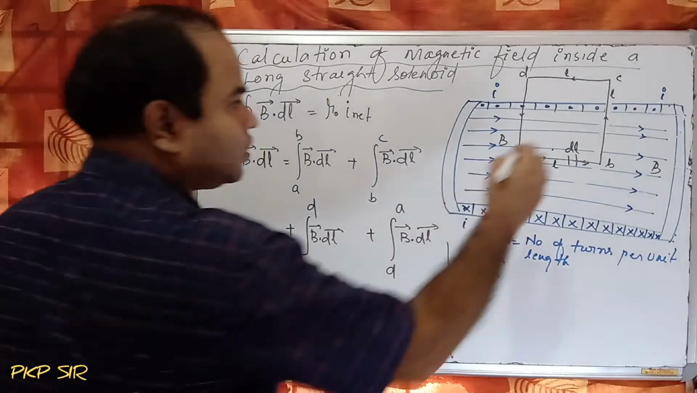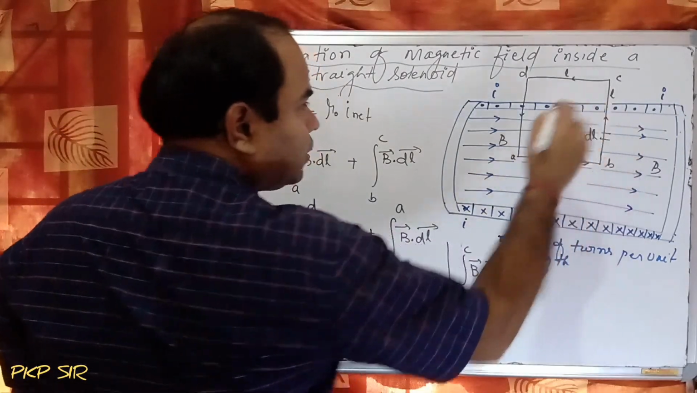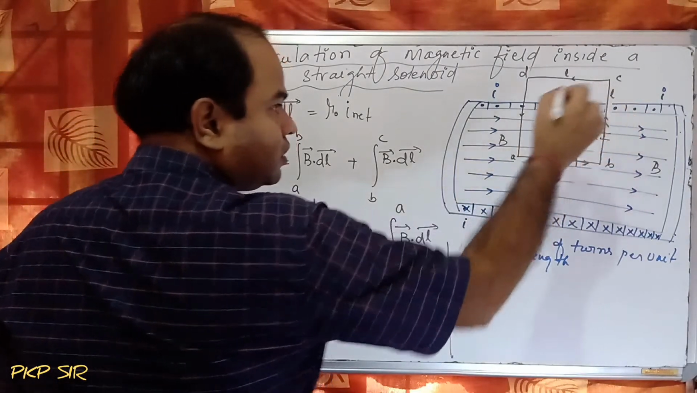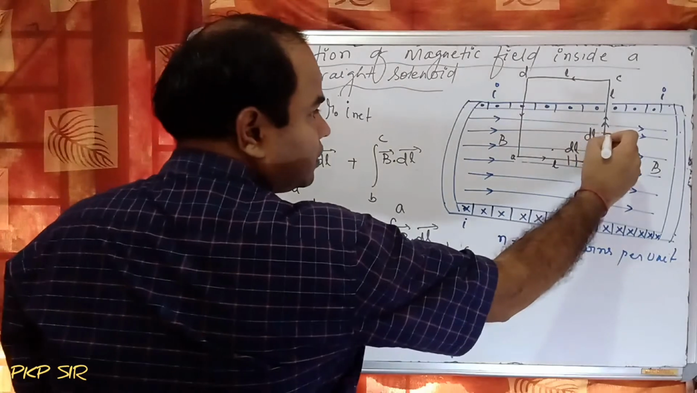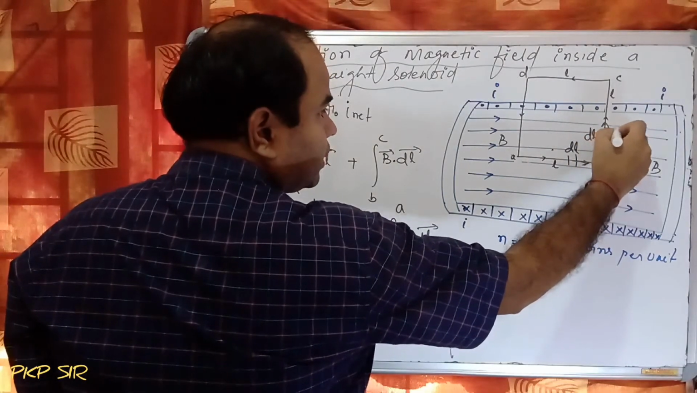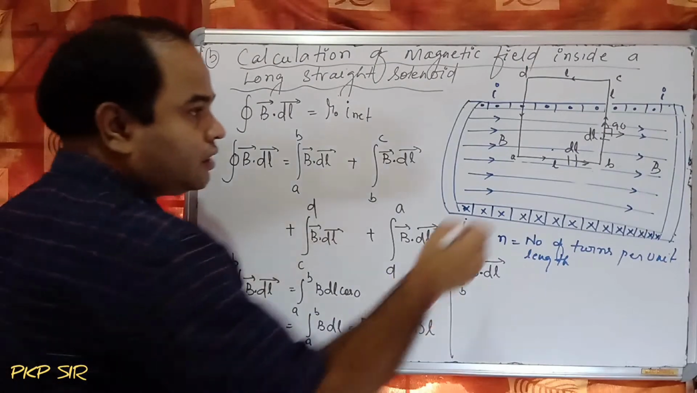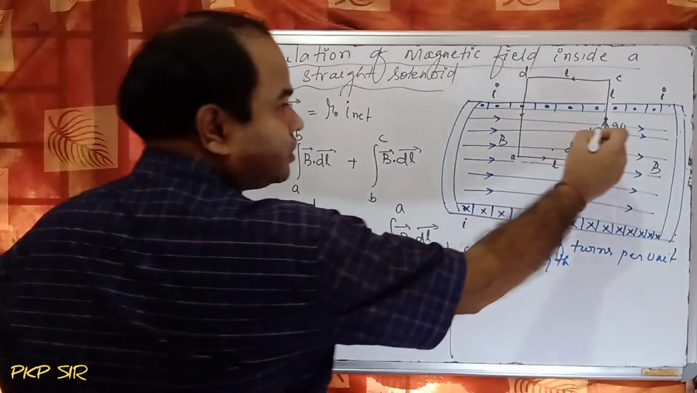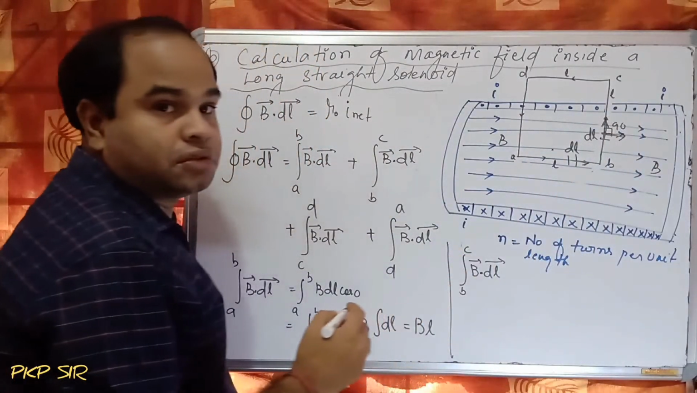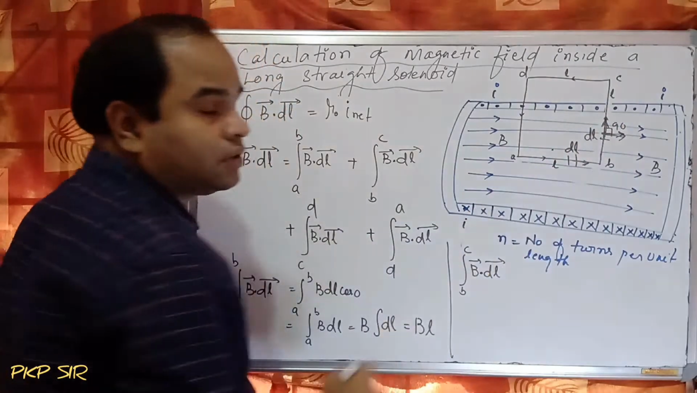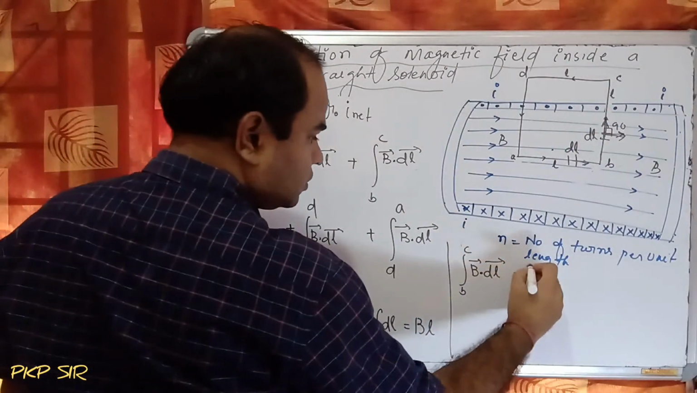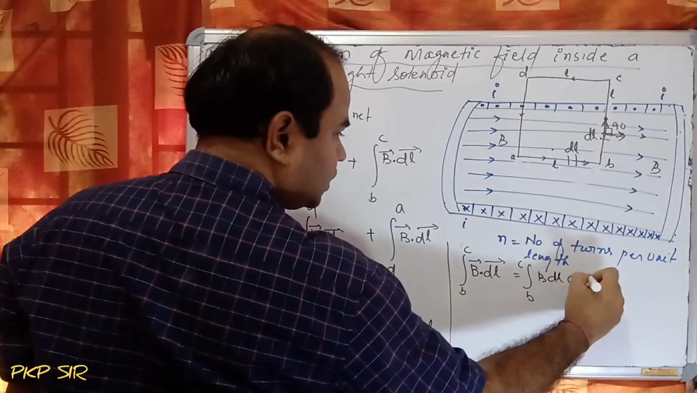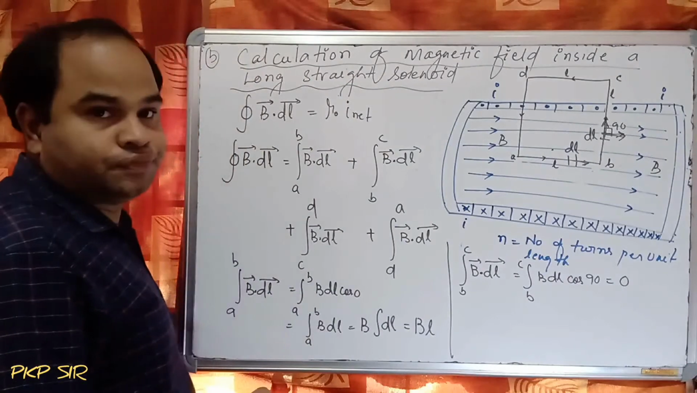Let us consider a small length dl along the path B to C. So dl direction is up, the magnetic field is in this direction, so the angle between them is 90. Again, dl is in this direction, the magnetic field is in this direction, so the angle between them is 90. So it is the integral of B dl cos 90, and the answer is 0.